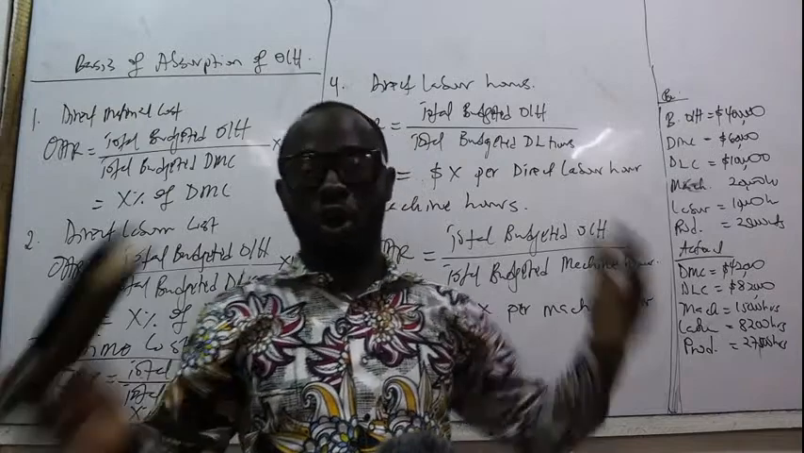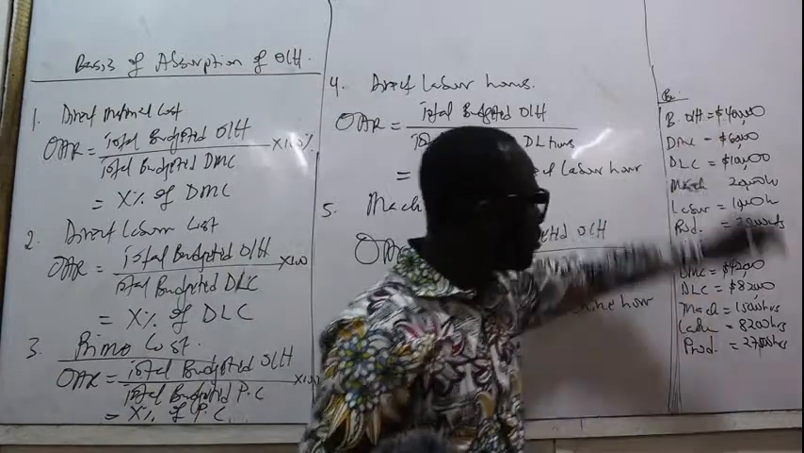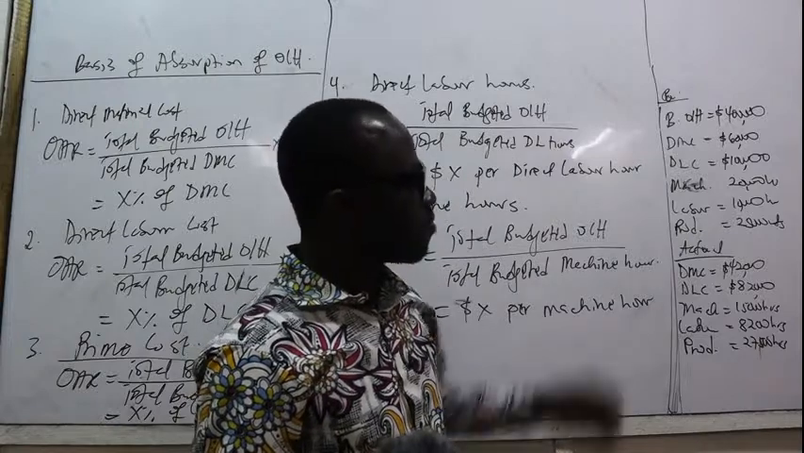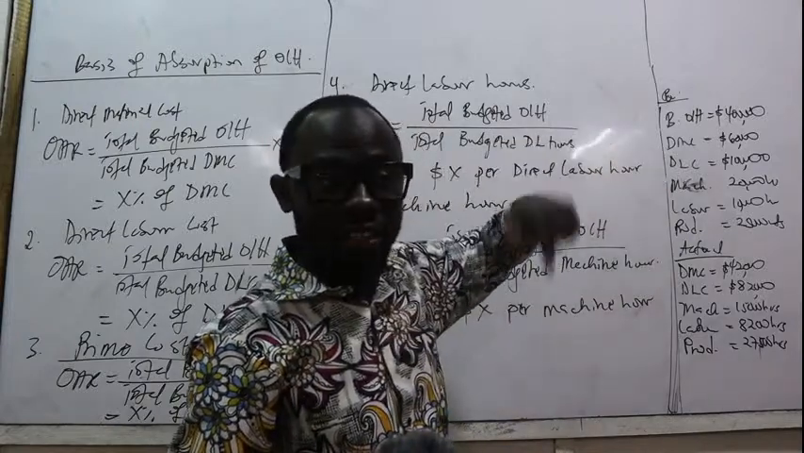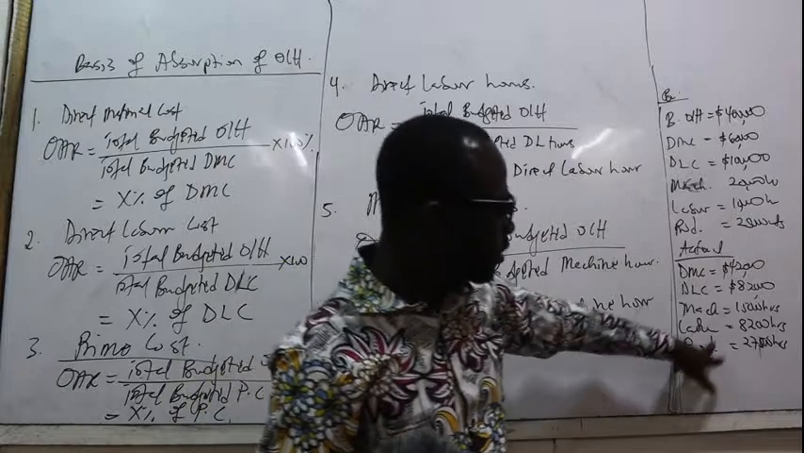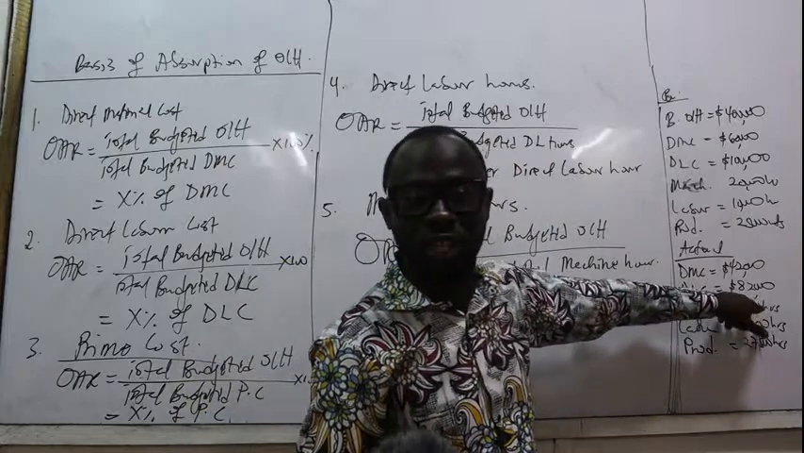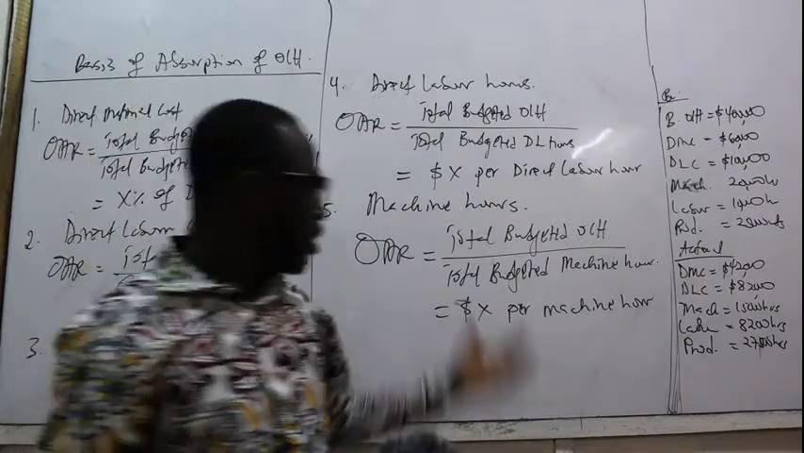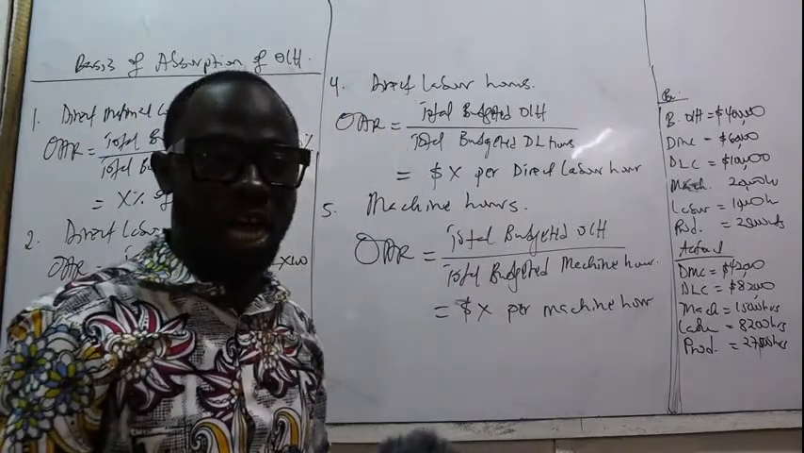So you will do your computation, 400,000 divided by the budgeted machine hours, 20,000, right? And then the figure you get, or the rate you get, use it to multiply the actual machine hours of 15,000, and that will give you the overheads for the period. So that is the machine hour basis.